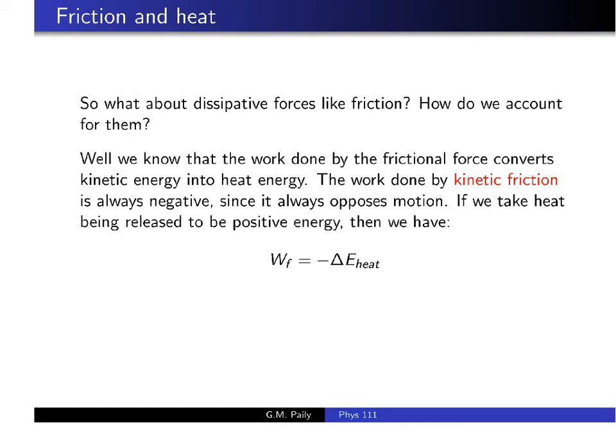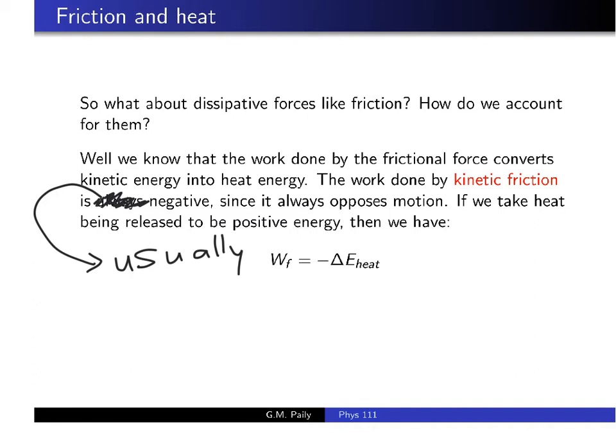So we know that the work done by friction turns kinetic energy into heat energy. So the work done by kinetic friction, where there's sliding going on between two surfaces, is usually negative, I won't say always, but it's usually negative since the kinetic friction opposes motion. So in other words, the object is moving in one direction and the kinetic friction is in the opposite direction because it's trying to oppose that motion. And so we see that the work done is negative since the angle between them is 180 degrees.